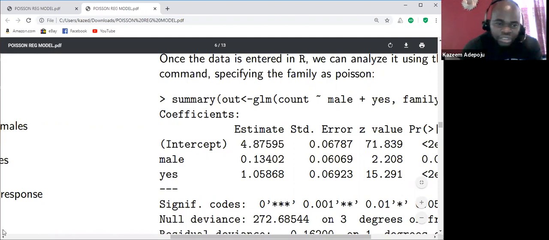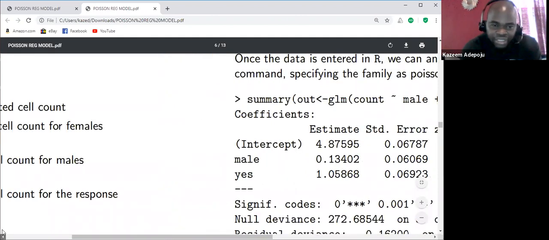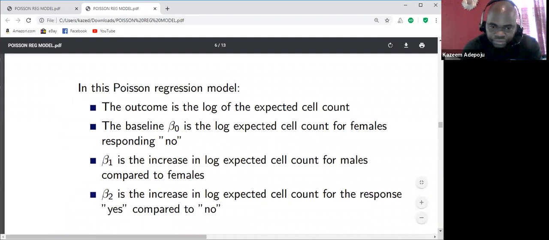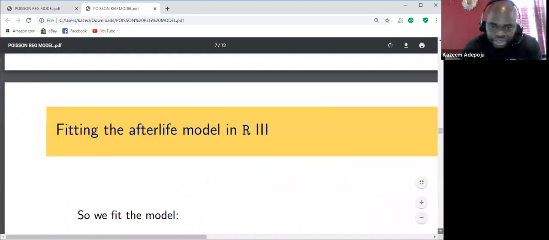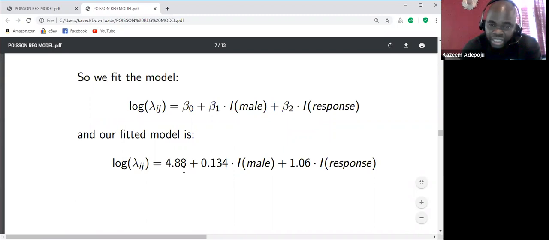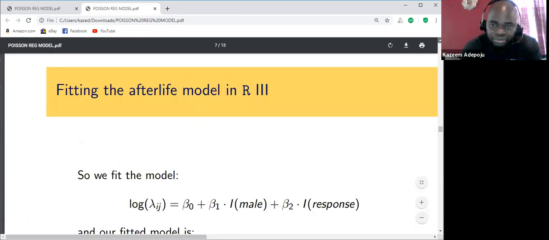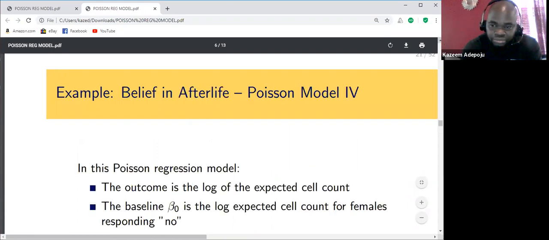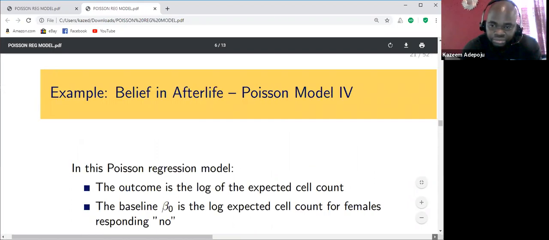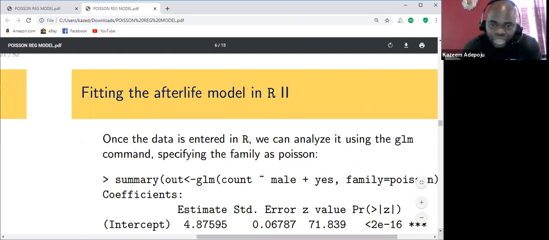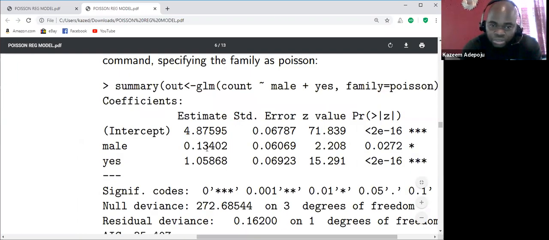So can you see 4.88? And you can actually see that beta 1 and beta 2 are 0.134 and 1.06. I'm going to show you right away. Can you see that? It's 0.134 and 1.06. So this is the combination of what we're using in the model.